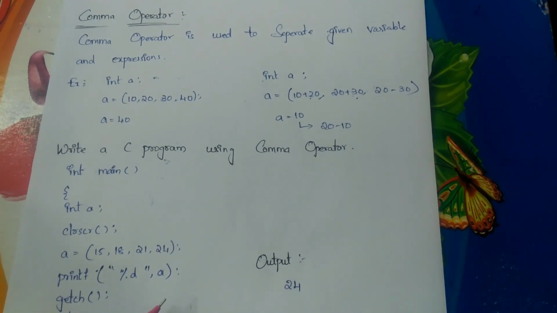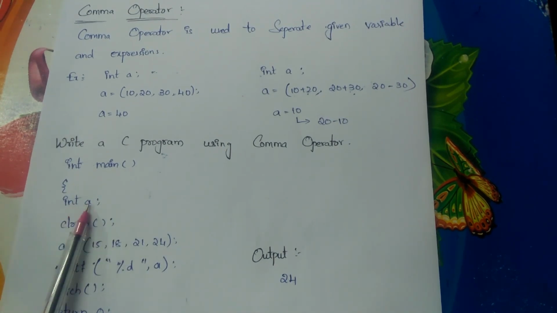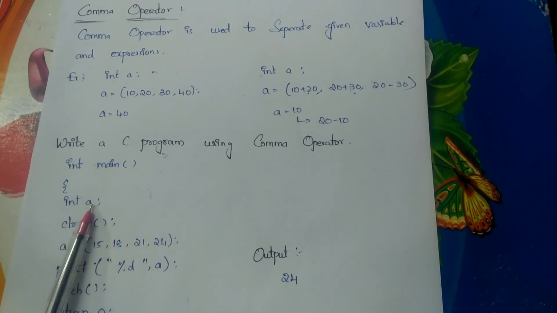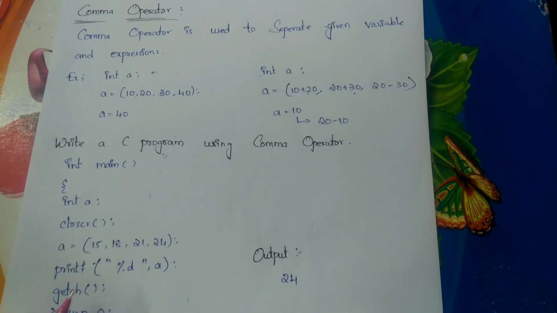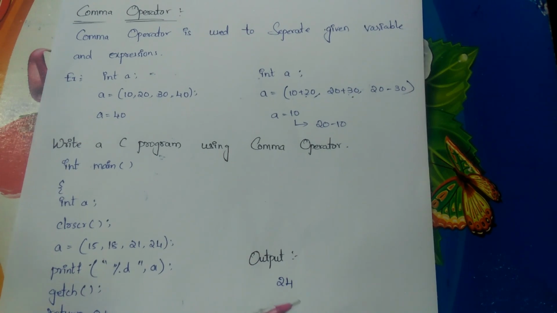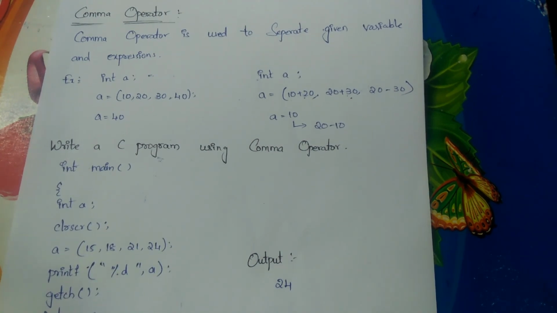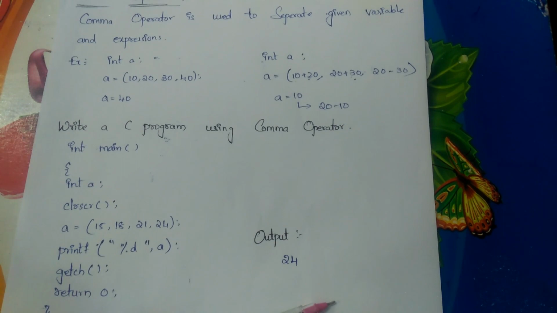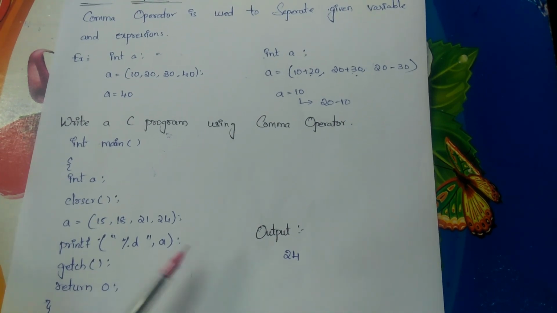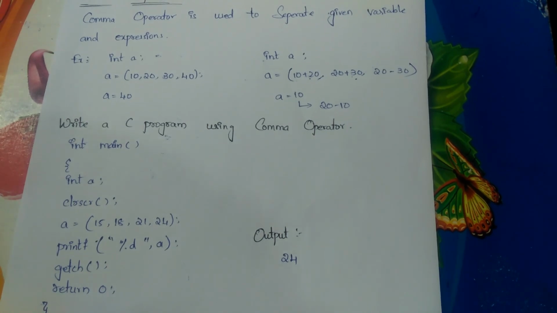So first we have to include the header files, then int main, and open the brace. First I am declaring one variable a, and clrscr. Then a is equal to some values I am giving: 15, 18, 21 and 24. Now when I want to print, printf %d, and this %d is for a, then after that getch, return 0, and close the block. Now in the output this 24 will be printed. So this is about the comma operator.